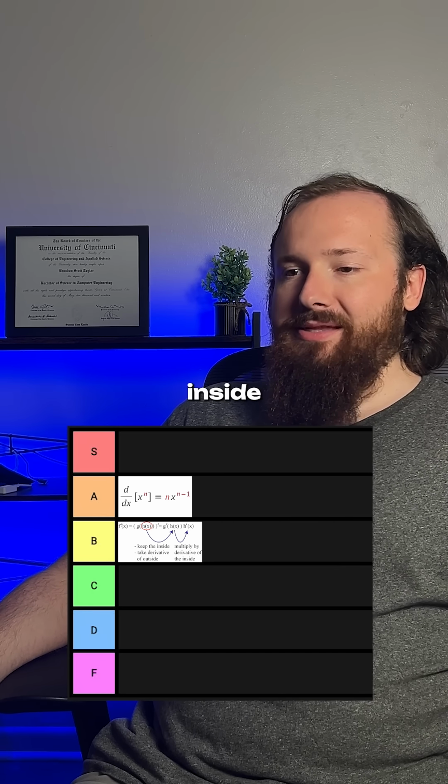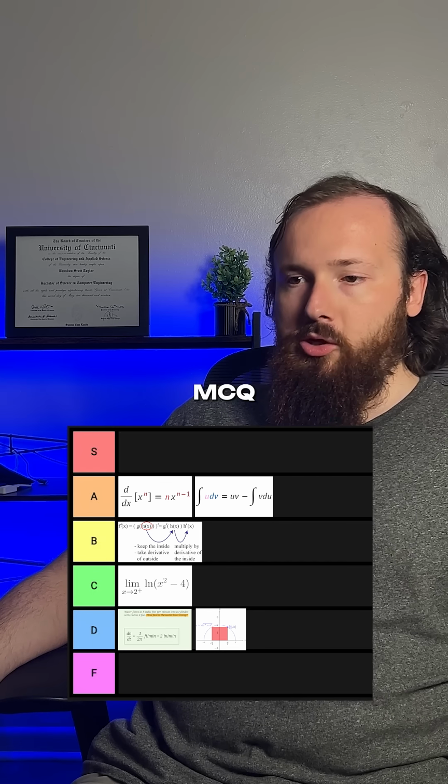Optimization problems? D tier. These are just like related rates, only 15 to 20% harder. But luckily, like related rates, they're not that common on the AP exam. They almost never come up on the FRQ, and there will probably be only one question on the MCQ section.